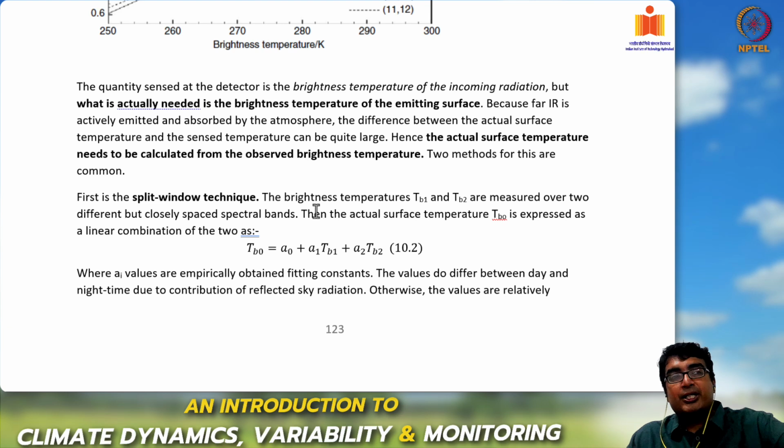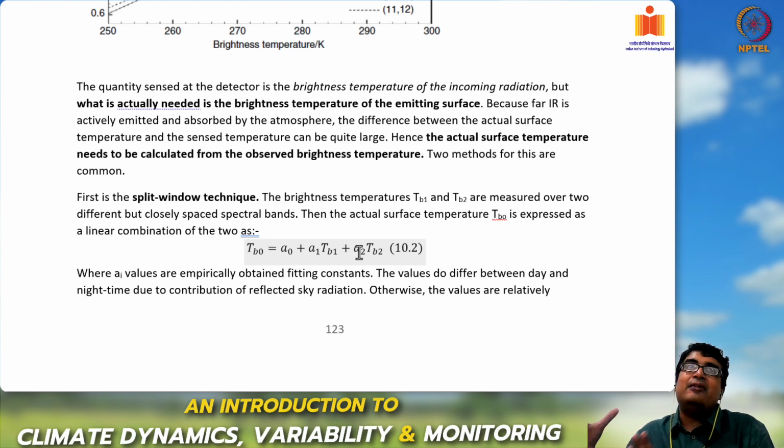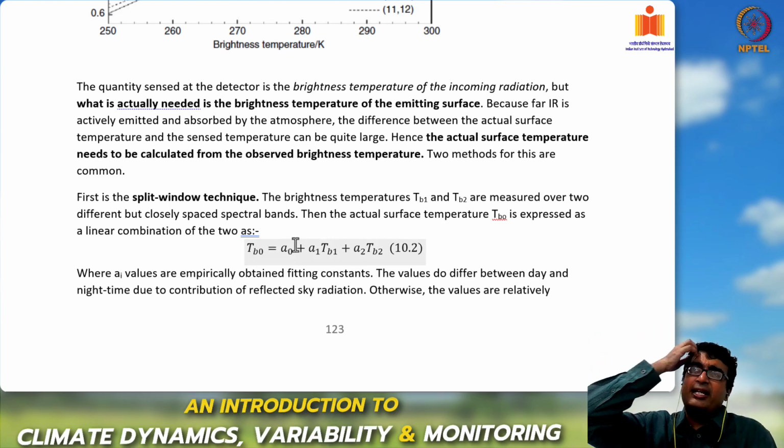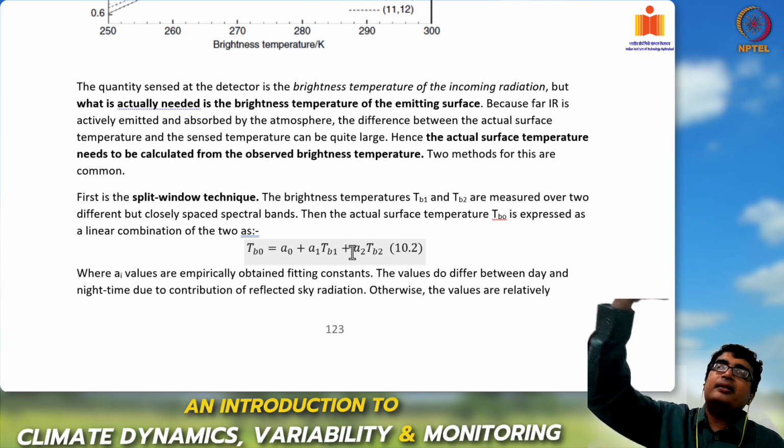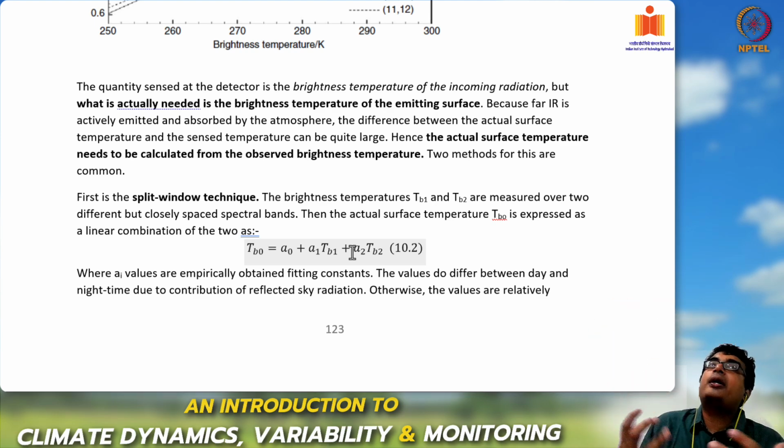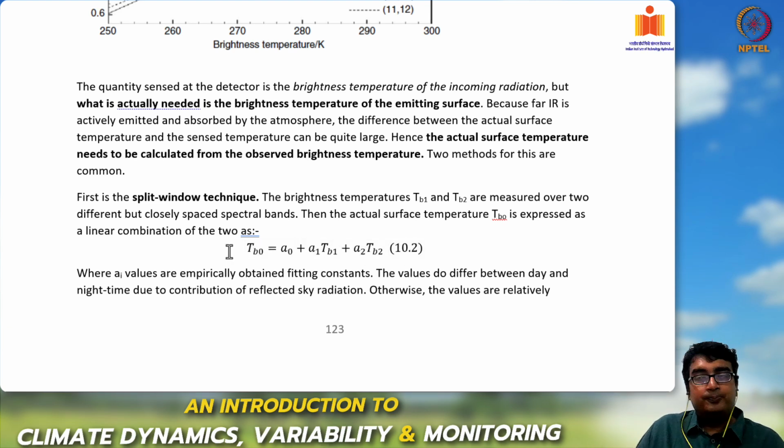Suppose the actual temperature of the surface is TB0. Then it can be shown that TB0 will be a linear combination of TB1 and TB2, where A0, A1 and A2 are constants that can be separately evaluated through empirical means. So, these values are obtained from the physics of how the atmosphere interacts with the radiation in this wavelength region. So, given two bands, we can evaluate what this A0, A1 and A2 would be for a given surface and the given atmospheric conditions, and these are already hard coded into your software. So, based on the actually observed TB1 and TB2, you can get TB0.